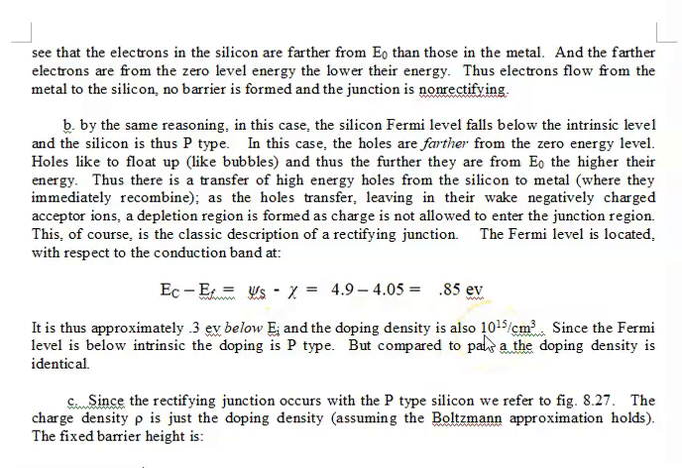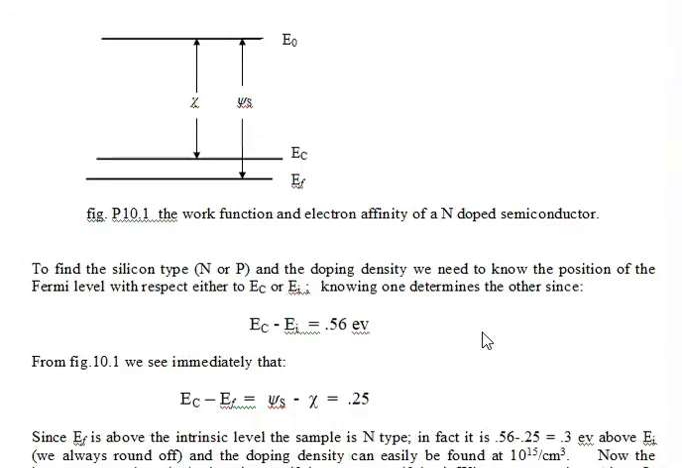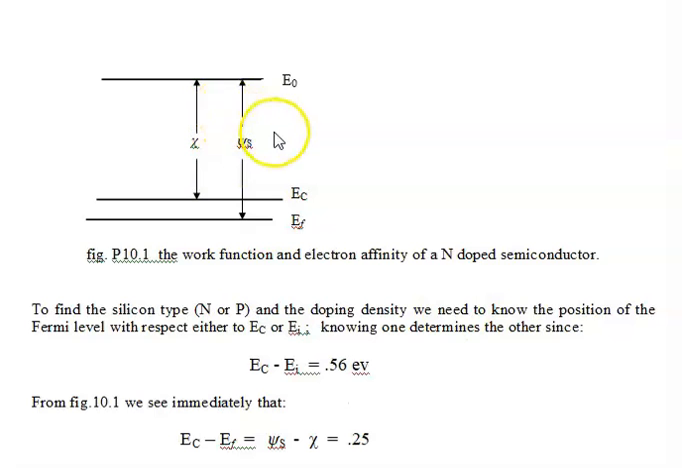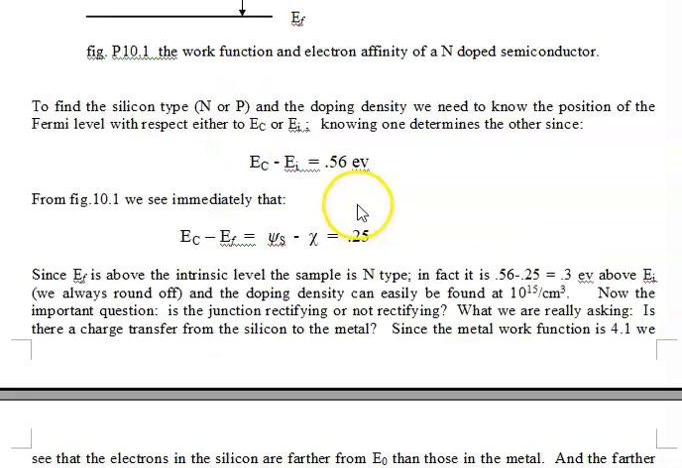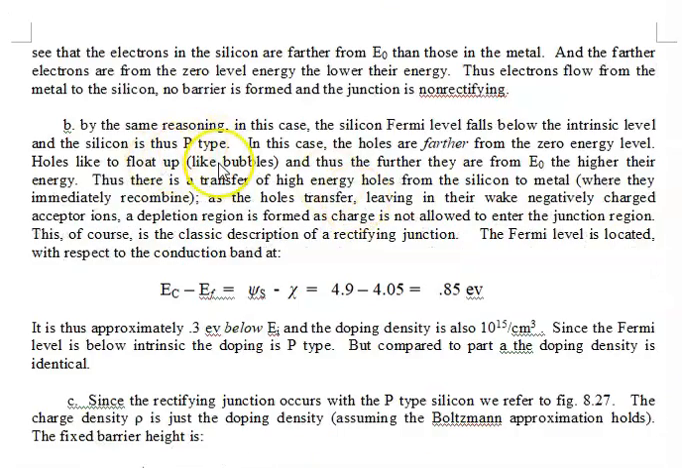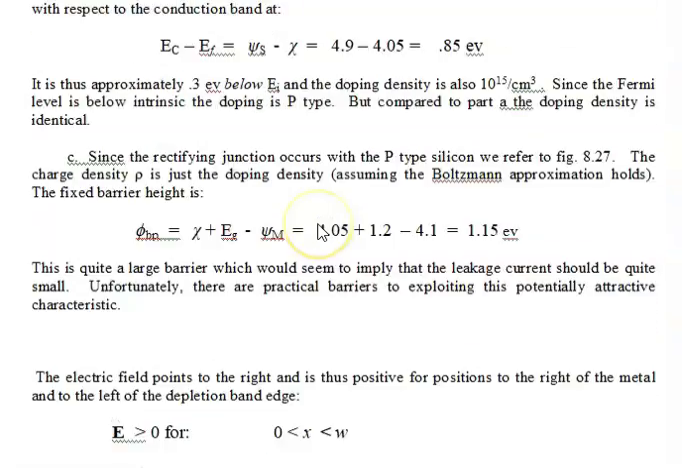and that also gives us a doping density of 10 to the 15th. So we went from two conditions, one where we had a small silicon work function, 4.1, to part B, where we have a large silicon work function of 4.9. They have the same doping density, except the first one with a small silicon work function is N-type, and the second one with the large silicon work function is P-type.